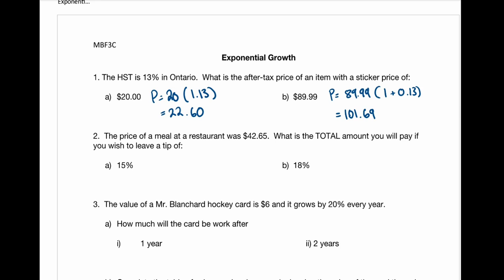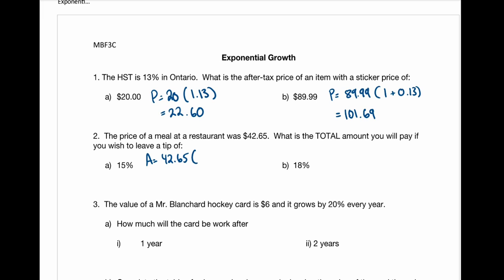For 2, the price of a meal at a restaurant was $42.65. What is the total amount you will pay if you wish to leave a tip of 15% and 18%? So, because we're looking for the total amount, that means we have to pay the original amount plus 15% of that if we're leaving a tip of 15%.